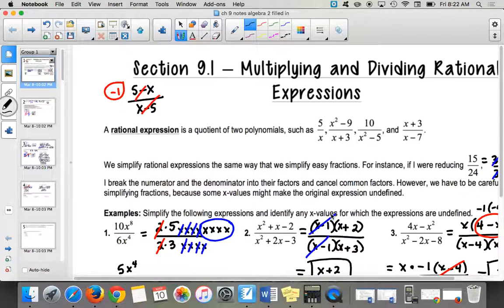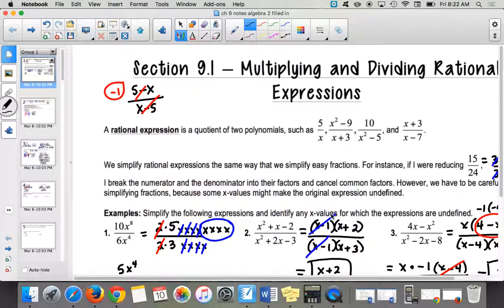5 over x, x squared minus 9 over x plus 3, 10 over x squared minus 5, there are certain things that I can't plug in because it makes it undefined. So with 5 over x, what can I not plug in for x? Because I'll get 0 in the denominator. 0, right? How about the next one?